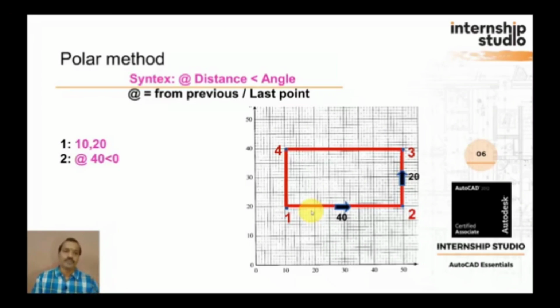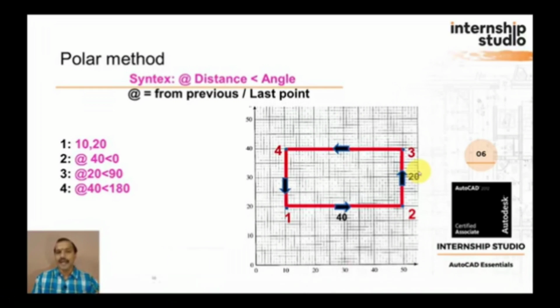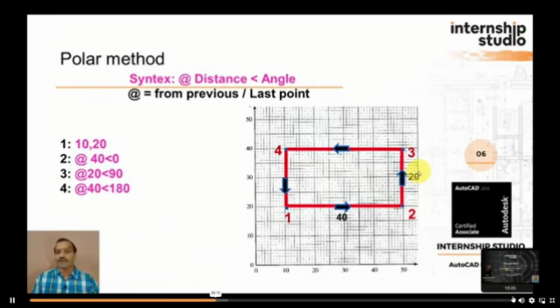From where? Point number 2. Okay. Similarly, from 3 to 4, what is the distance? 40 mm. We are moving from right to left. What is the direction? We are moving towards 180 degrees. So from 3, that means at the rate 40 in the direction of 180 degrees. In a similar way, from 4 to 1, I am moving down. It is a 270-degree line from top to down, or otherwise I can do minus 90 degrees also.